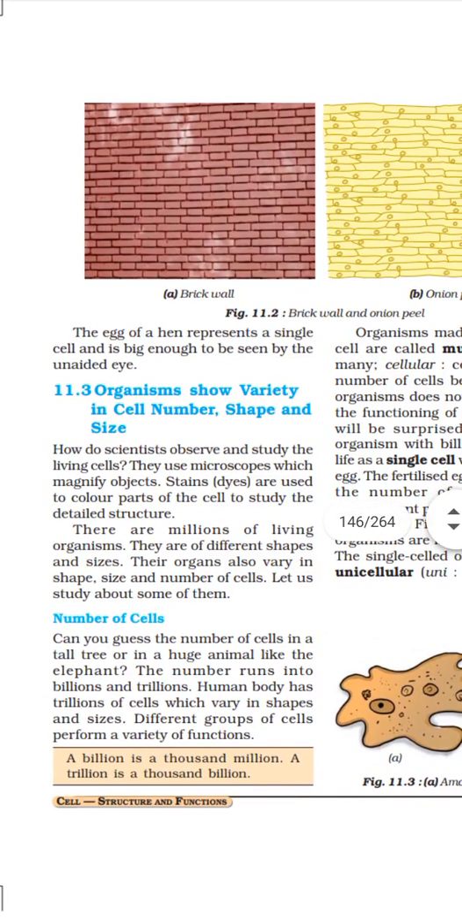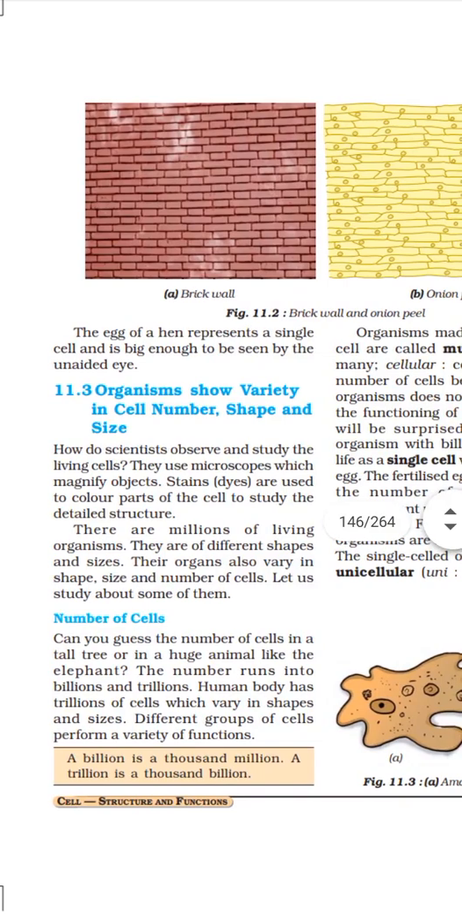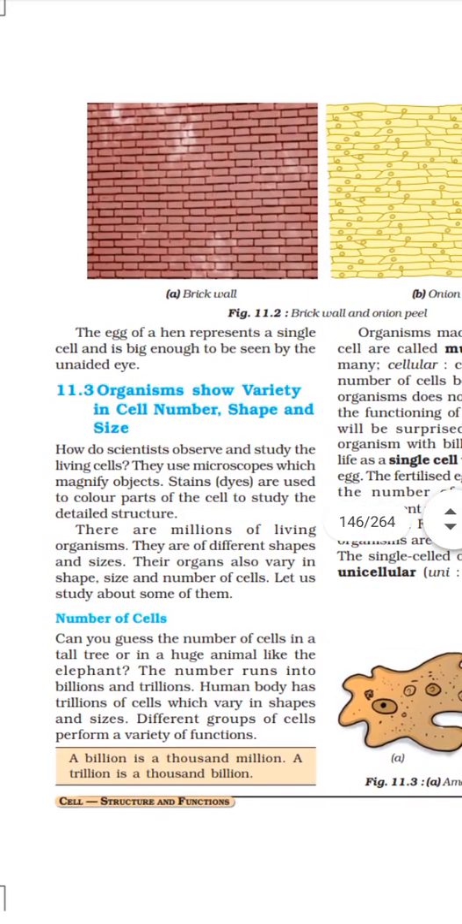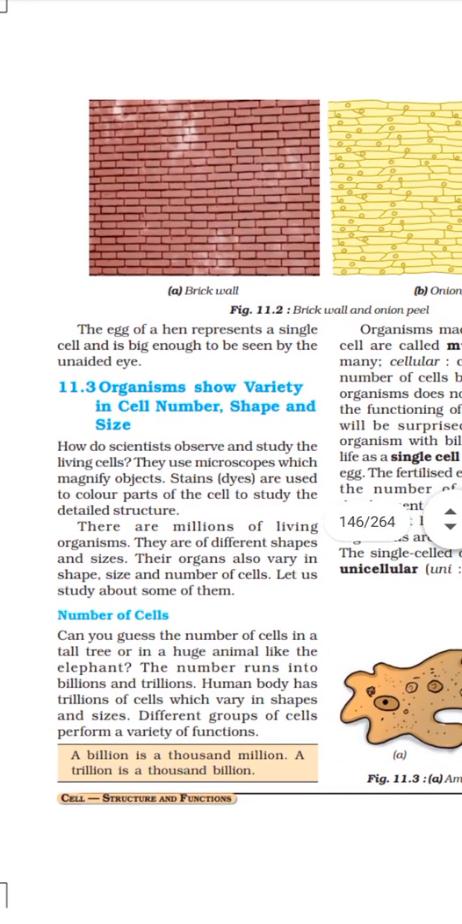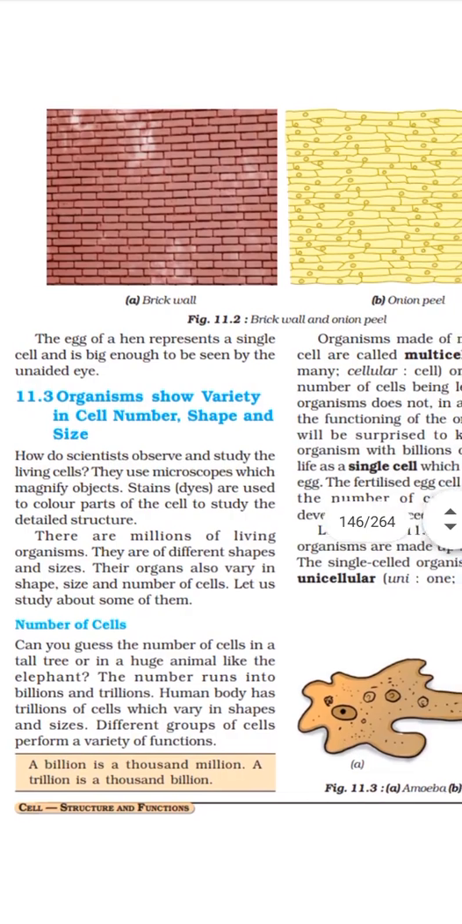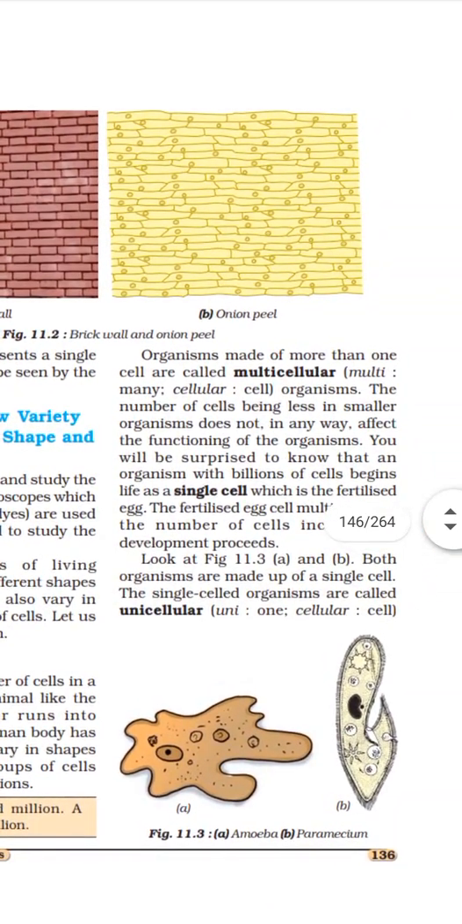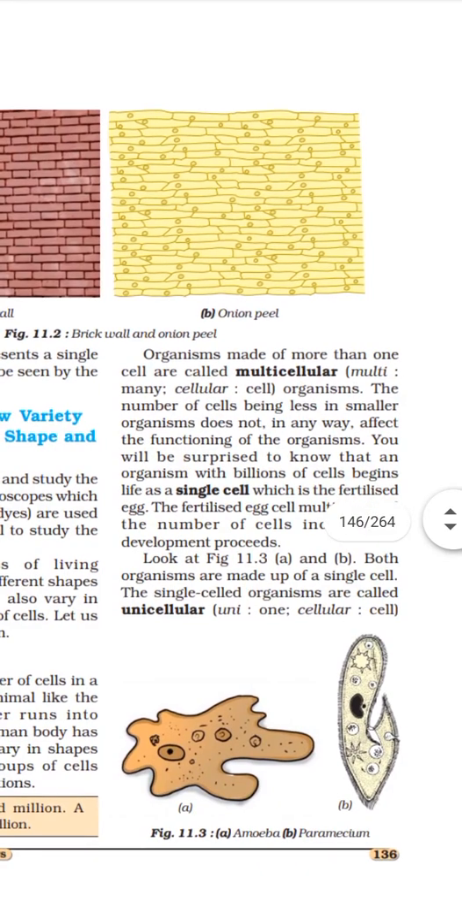Can you guess the number of cells in a tall tree or in a huge animal like an elephant? The number runs up to millions, billions and trillions. The human body has trillions of cells which vary in shape and size. Different groups of cells perform a variety of functions. Organisms made up of more than one cell are called multicellular.